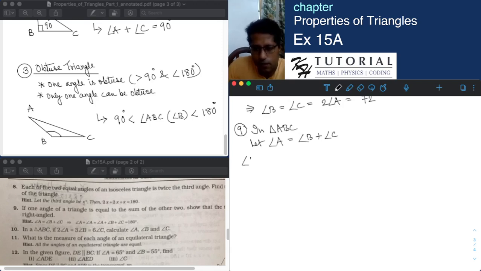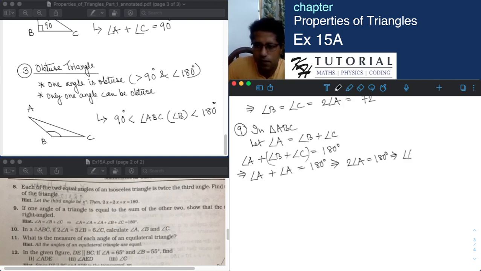Now we know that angle A plus angle B plus angle C is equal to 180 degrees. Angle B plus C, we have assumed to be angle A. So we have angle A plus angle A is equal to 180 degrees. This implies twice angle A is equal to 180 degrees. This implies angle A is equal to 90 degrees. So we have found that angle A is 90 degrees, and hence the triangle is a right triangle. Okay.